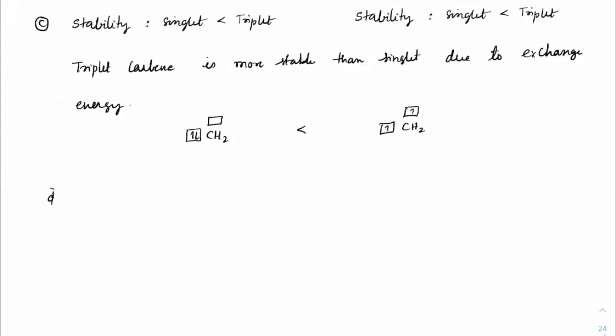Let us see the next point. In case the same singlets are present with halides, we call them dihalocarbenes. So in case of dihalocarbenes, singlets are more stable.